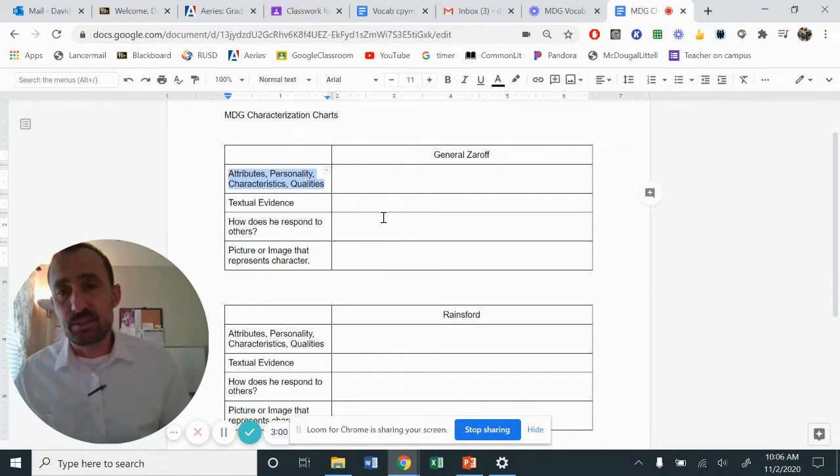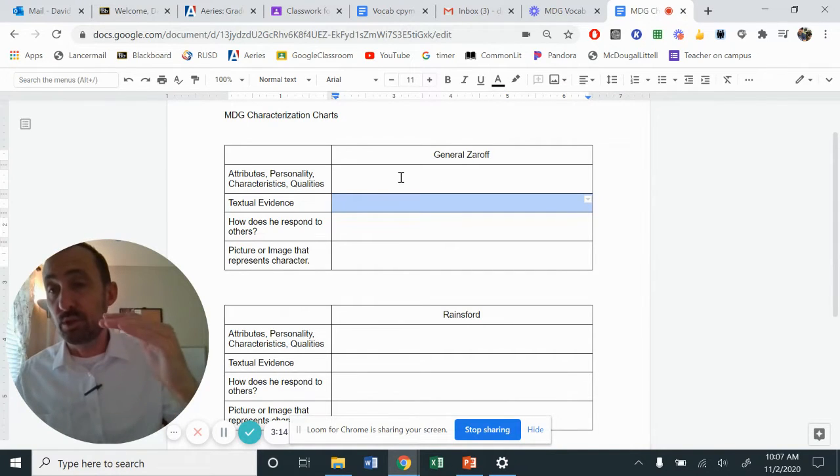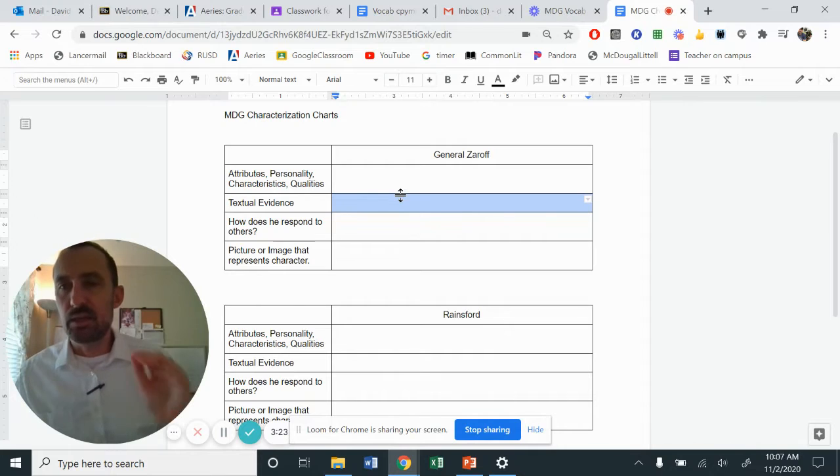I would suggest, ladies and gentlemen, that when you find a piece of textual evidence, it would help to connect with one of the attributes that you just put up over here. So you would mark down things that relate to what you just described. If you described him as seeking the thrill of hunting, what does he say or what does he do that would indicate that he constantly goes after the thrill of hunting?